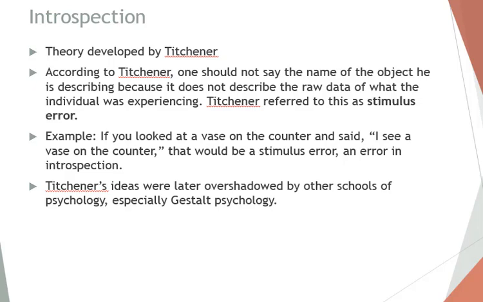There's an interesting little example over here that I'm going to try to describe because when you look at it, it probably doesn't make that much sense to you. The idea that if you look at a vase on the counter and you say, I see a vase on the counter, that would be a stimulus error, and introspection. The idea that Titchener established is that when a person is analyzing something, what they should analyze is strictly based on whatever the stimulus is, whatever they're observing, not based on what they've been told the name of the object is.